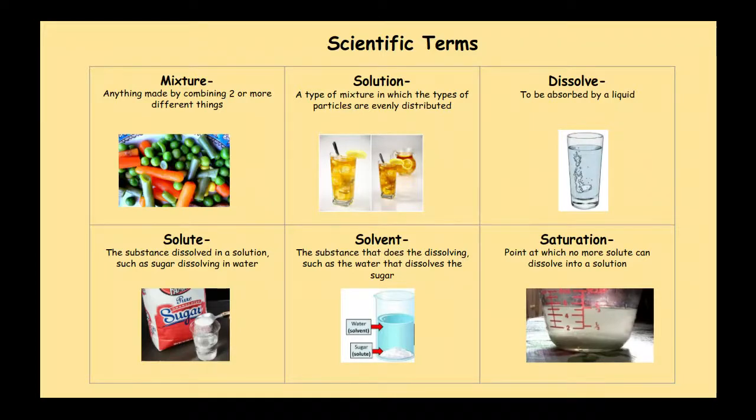When a substance is absorbed by a liquid, such as the sugar in the tea, it dissolves. When a solution is made, there is a solute and a solvent. The solute is the substance that is dissolved in a solution, such as the sugar dissolving in water. The solvent is the substance that does the dissolving. That would be the water that dissolves the sugar. In a solution, there is a point of saturation. That is when no more solute can dissolve into a solution. In the picture, the sugar is collecting at the bottom of the measuring cup because the liquid has reached its saturation point.